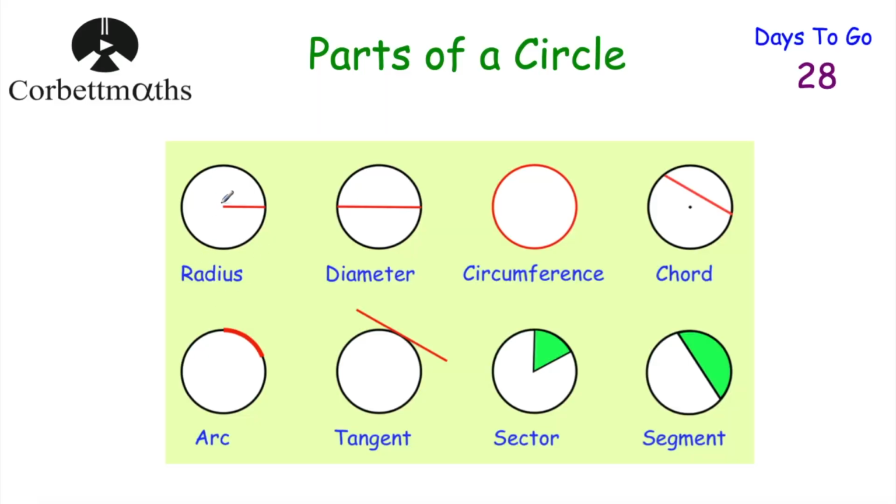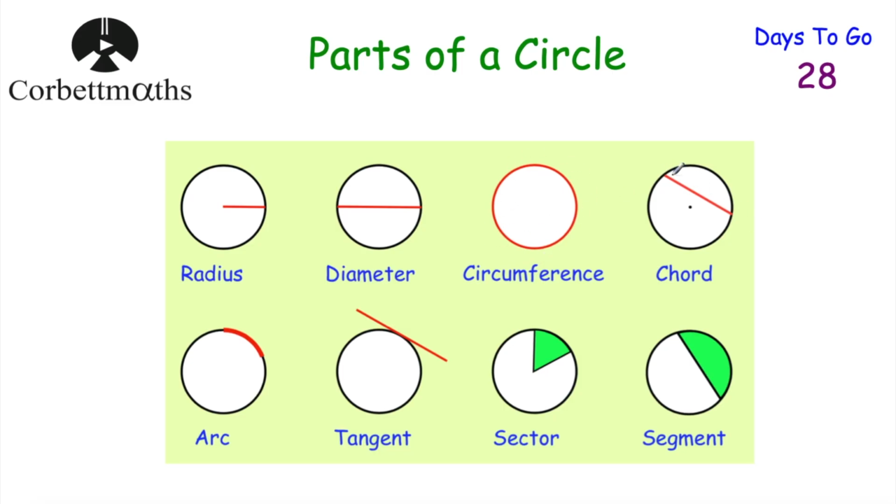Okay, so let's start off with the radius. So this red line is the radius, from the center of the circle to the edge of the circle. The whole way across the circle is called the diameter. So the line that goes from one side of the circle through the center to the other side of the circle is called the diameter. And obviously it could be vertical or diagonal and so on, but this is the diameter of the circle. Okay, next is the circumference. So the whole way around the outside of the circle is called the circumference.